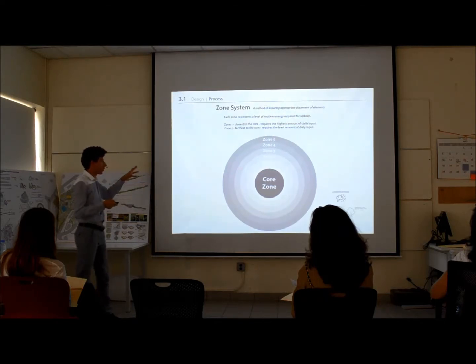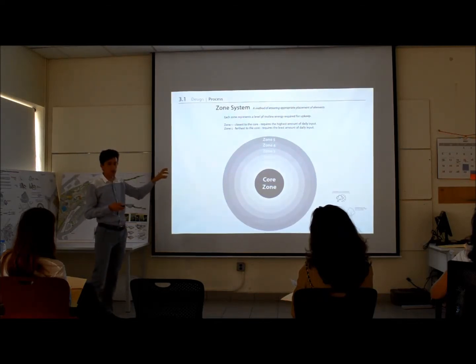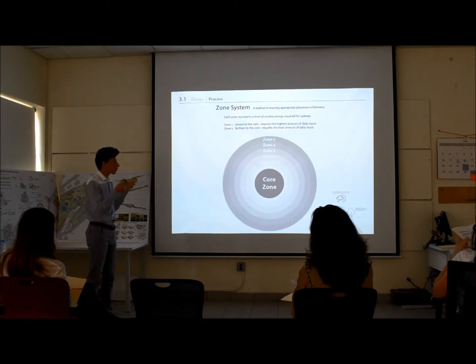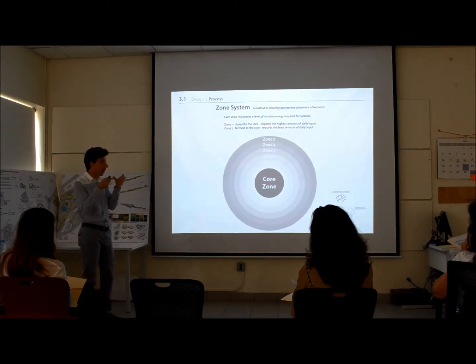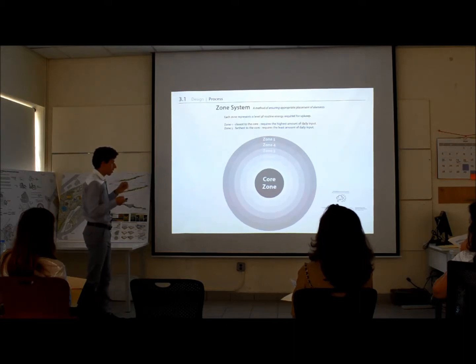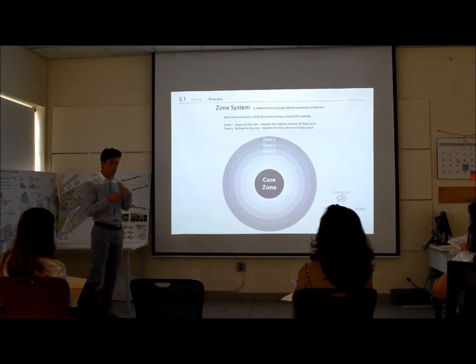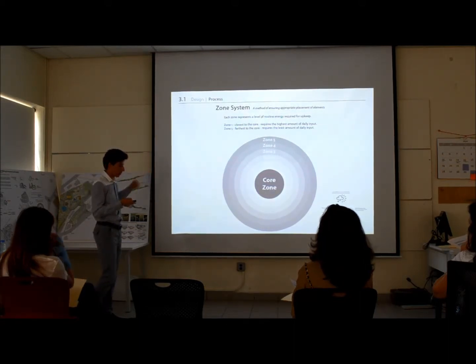So I used a system of zones, where the core zone is the highest activity zone, and zone 1 through 5 decrease in daily maintenance. So whatever programs that I need to include, whatever needs a daily amount of attention and activity goes in the center, and everything that needs the least amount of maintenance and activity goes to the edges.